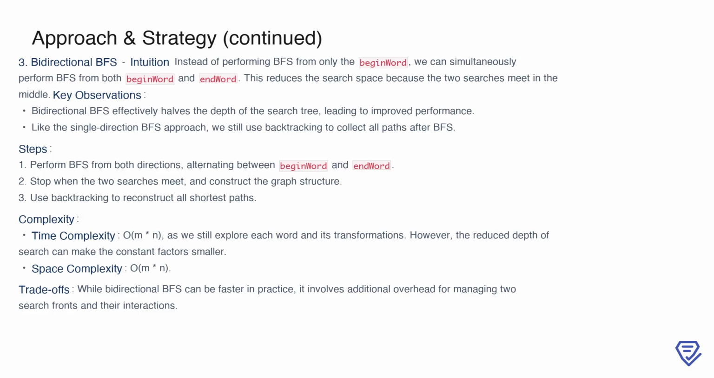In terms of complexity, the time remains O(m*n), as we still explore each word and its transformations, but the reduced depth can make the constant factor smaller, leading to faster execution in practice. The space complexity remains O(m*n). While bidirectional BFS is often faster, it does introduce additional overhead in managing two search fronts and ensuring they interact correctly. This makes it slightly more intricate to implement.